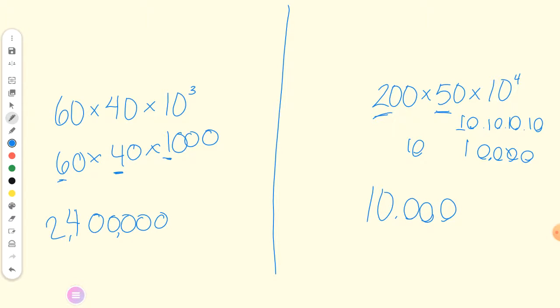Okay, let's check Kendall's. 1, 2, 3, 4, 5. So 1, 2, 3, 4, 5. I agree with her answer.